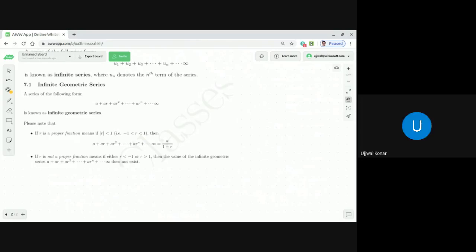Now, if r is a proper fraction, that means the absolute value of r is less than 1. That is called a proper fraction. If r is a proper fraction, that means if mod of r is less than 1, that is minus 1 less than r less than 1, then a plus ar square up to r to the power n up to infinite should be equal to a by 1 minus r. Correct, no?